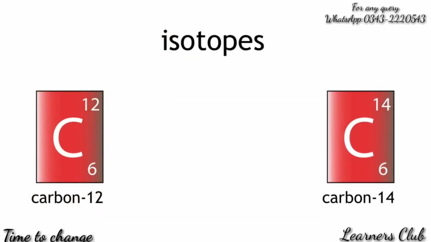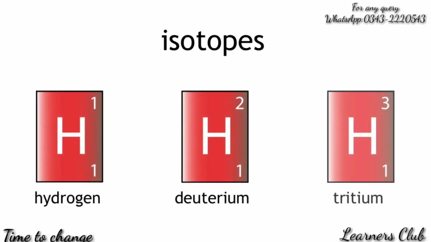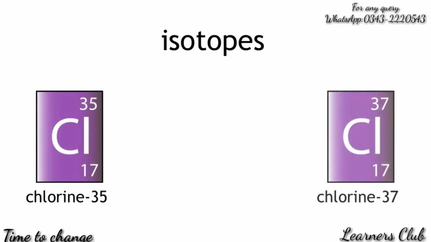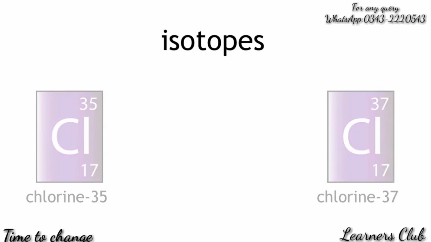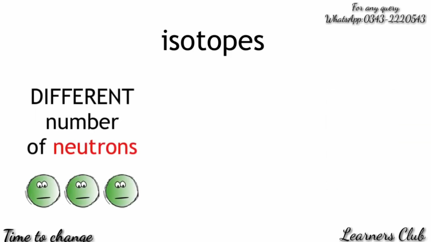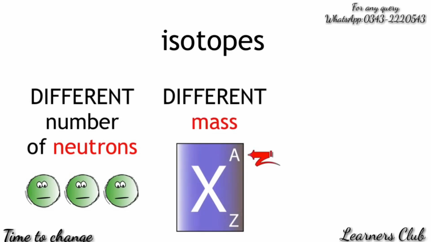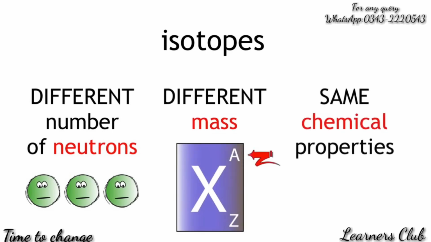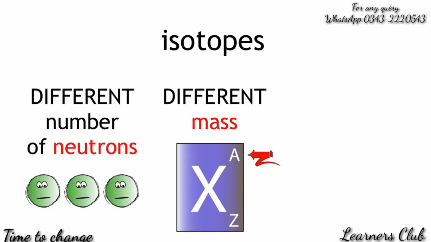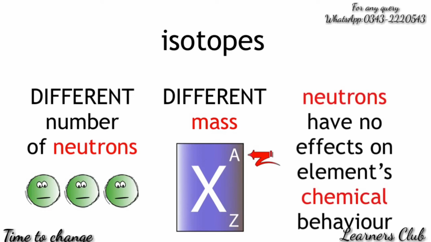Carbon-12 and carbon-14 are not the only examples of isotopes. There are many more, such as hydrogen, deuterium, tritium, and chlorine-35 and chlorine-37. Isotopes only differ in their number of neutrons and their mass. Their chemical properties are exactly the same because neutrons have no effect on an element's chemical behavior. This is controlled by electrons, which we will discuss in another video.